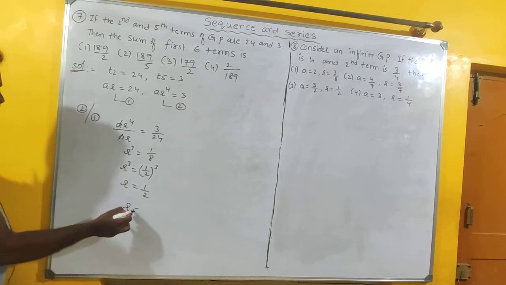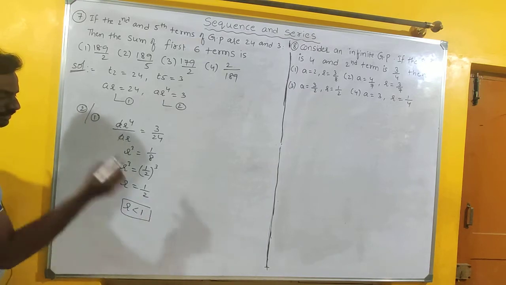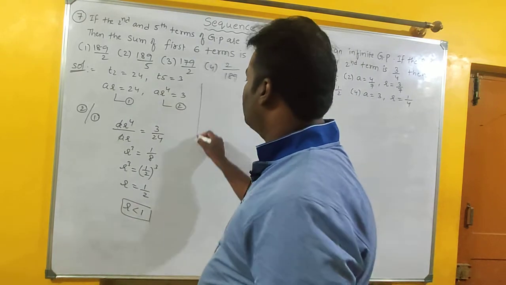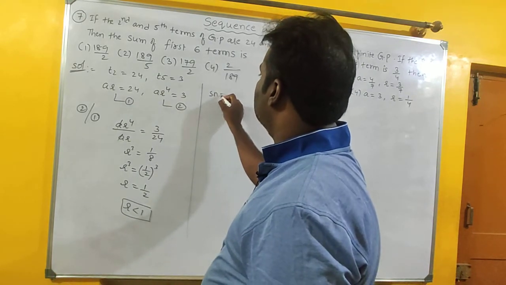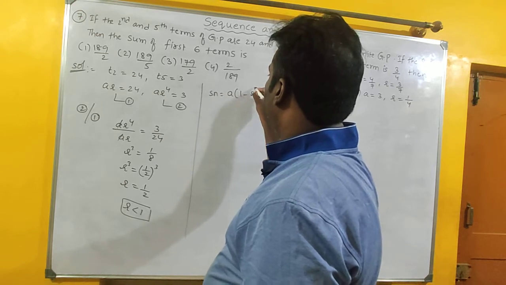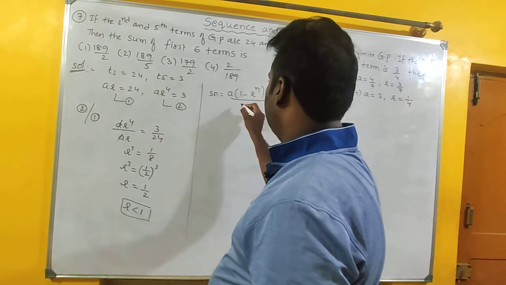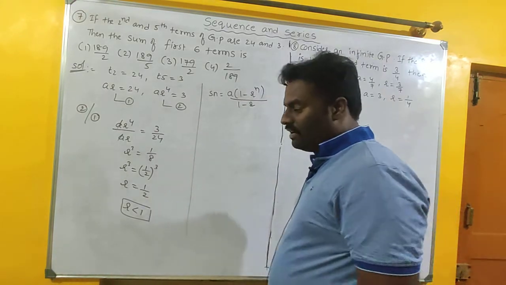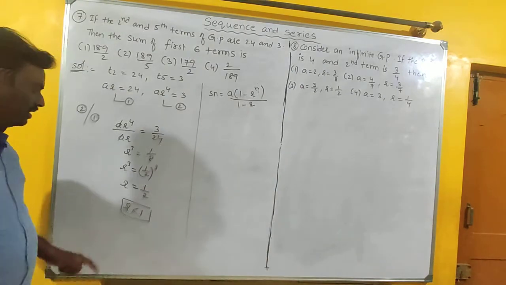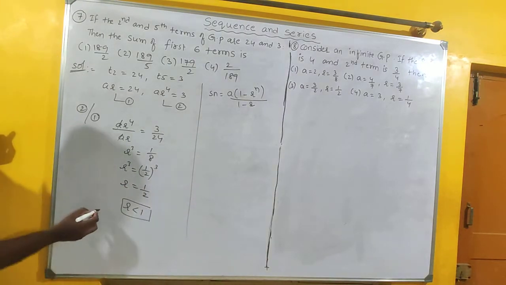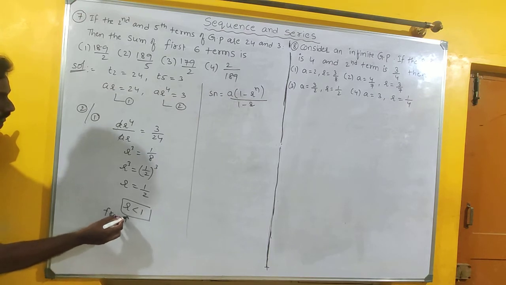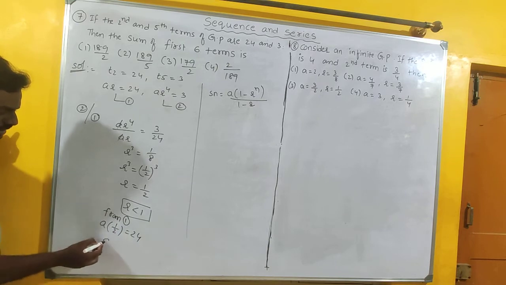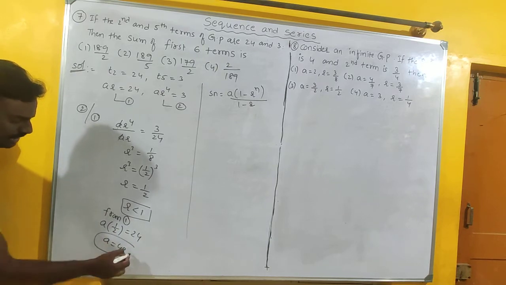Clearly the R value is less than 1. If the R value is less than 1, what is the formula for the sum of n terms? Sn is equal to A into 1 minus R power n by 1 minus R. But here we need to find the A value. How to find the A value? Substitute this R value in equation 1. From equation 1, A into R is 24. Then the A value will be equal to 48.